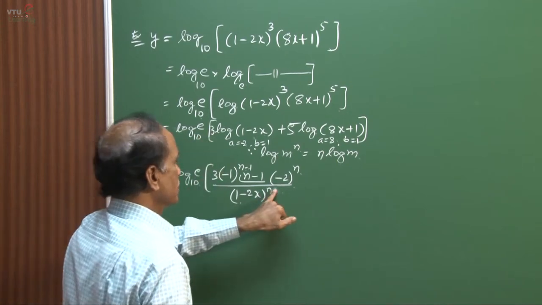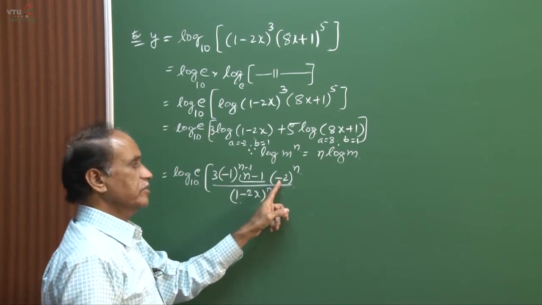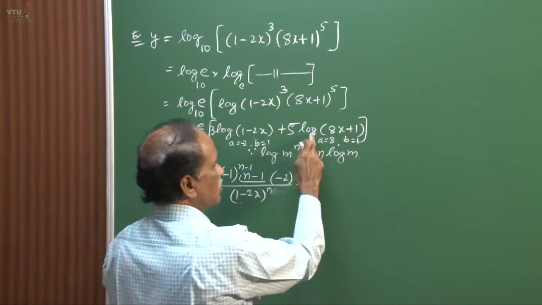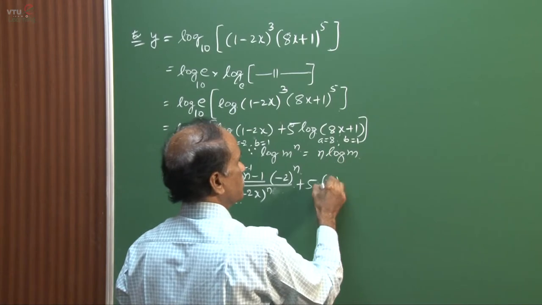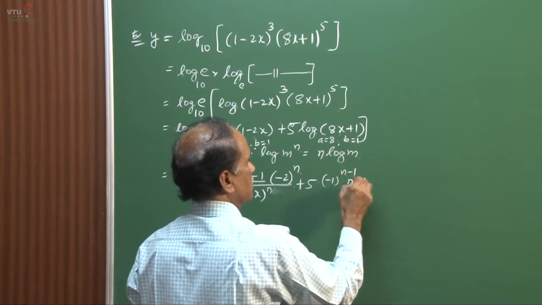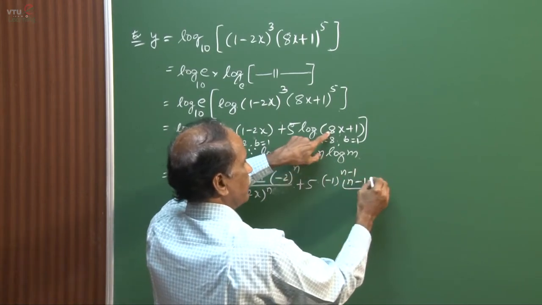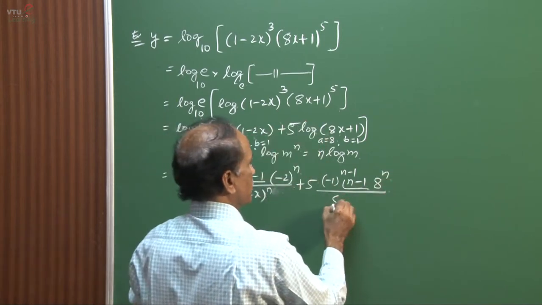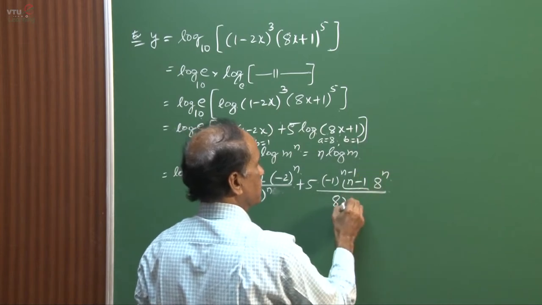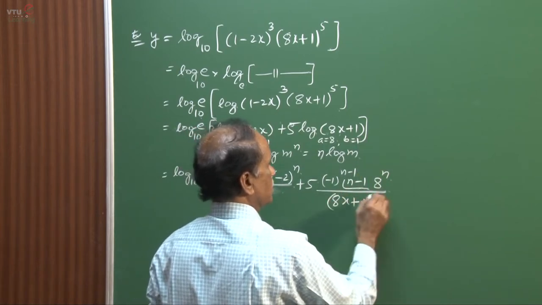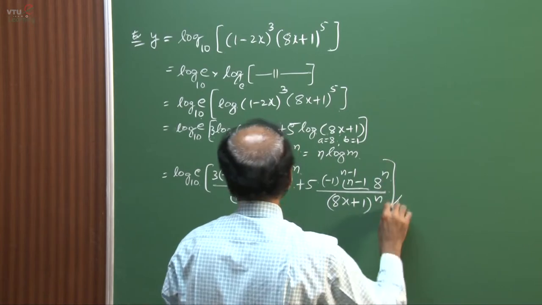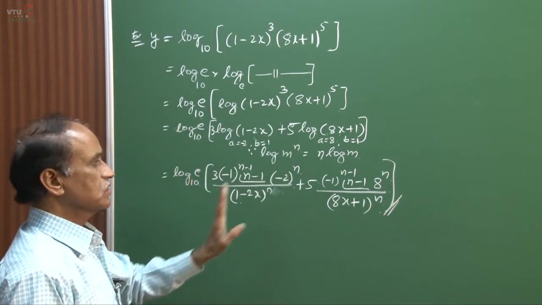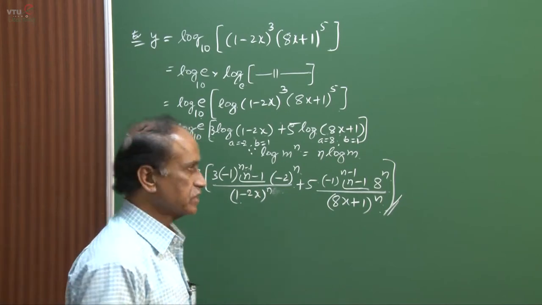Whatever the value of a is, we write it in the numerator, plus 5 times, that is log of (8x plus 1): minus 1 to the power n minus 1, n minus 1 factorial, and 8 to the power n divided by (ax plus b) whole to the power n. That means (8x plus 1) whole to the power n. So this is the solution, whereas log e to the base 10 is a constant, which has to be multiplied as it is.